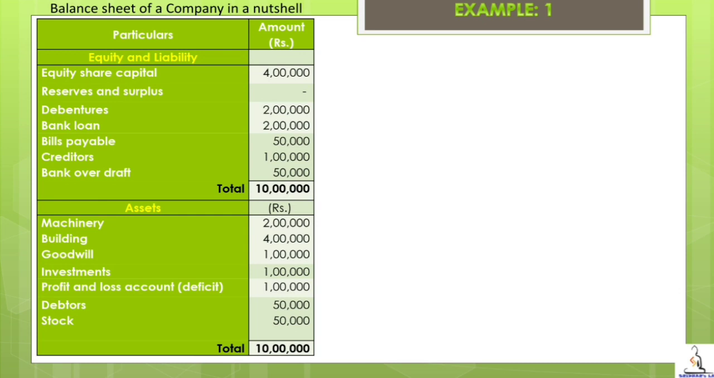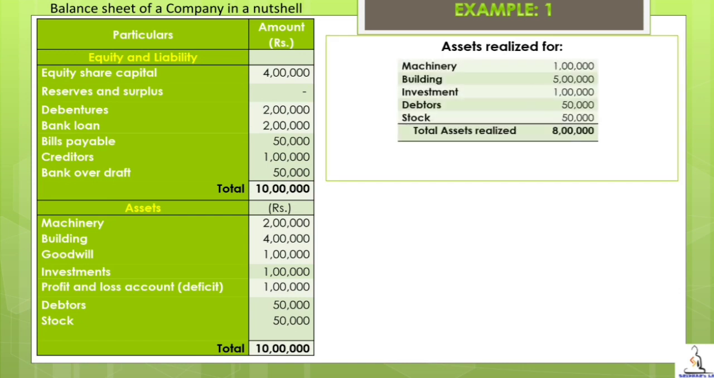Let's take an example, assuming that this company tried to realize their assets at these values. So now see, they have realized the machinery for 1 lakh rupees, whereas the book value of machinery was 2 lakh in the balance sheet. Building, its book value was 4 lakh and now it is being realized for 5 lakh. Investments, its book value was 1 lakh, now it is realized for 1 lakh. Debtors were 50,000, now it is realized for 50,000. Stock was 50,000 and it is realized for 50,000 as well.